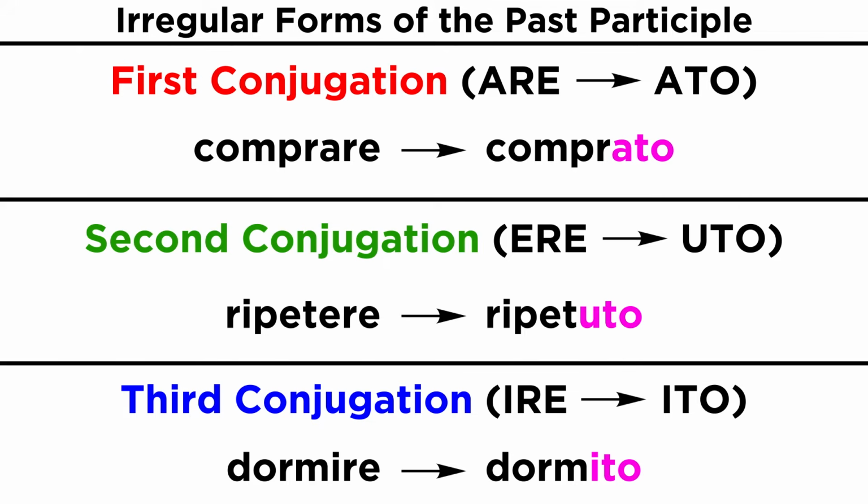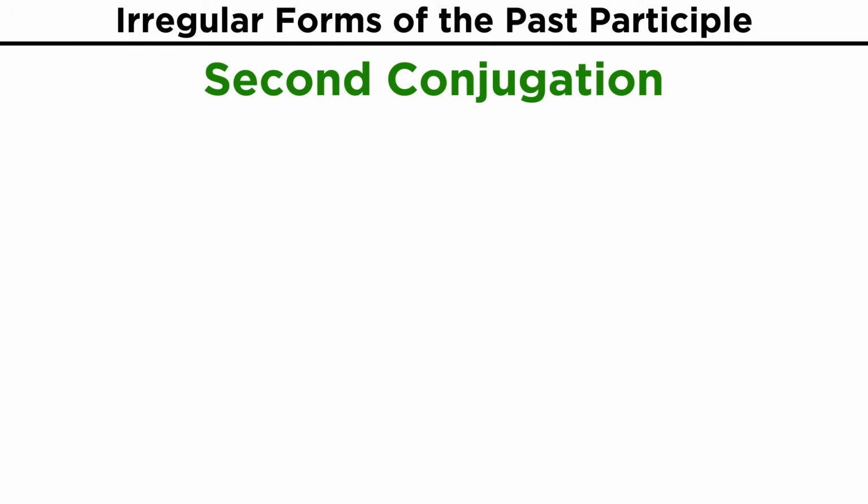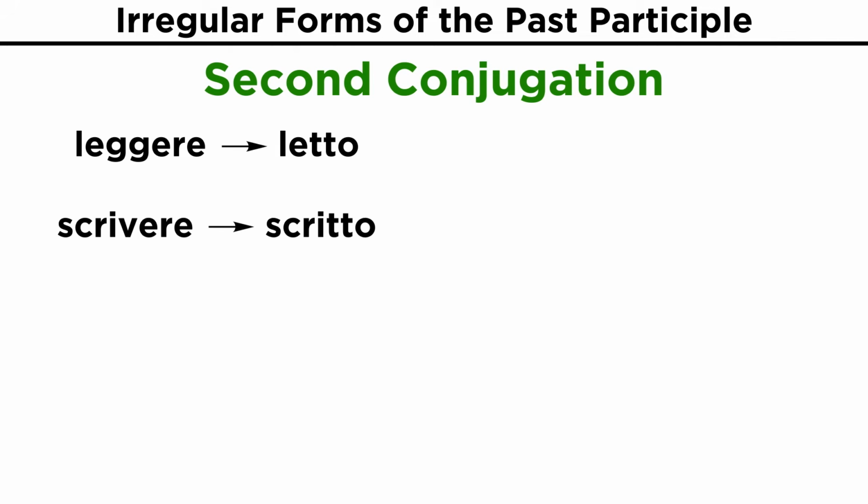We should note that while many past participles will follow this simple pattern, there are many irregulars. Here are some common exceptions. For the first conjugation, there is only one. Fare becomes fatto. The second conjugation brings us the longest list of exceptions. Leggere becomes letto. Scrivere becomes scritto. Mettere becomes messo.